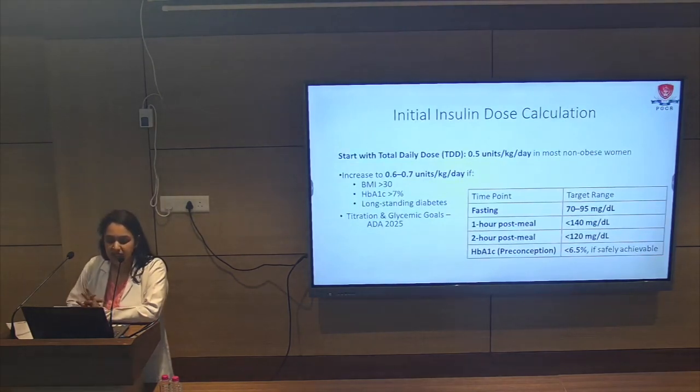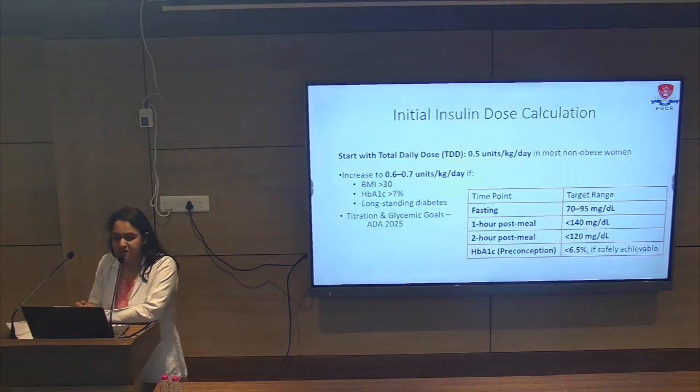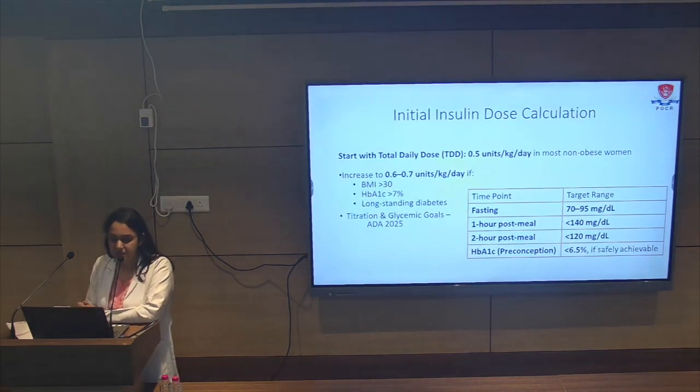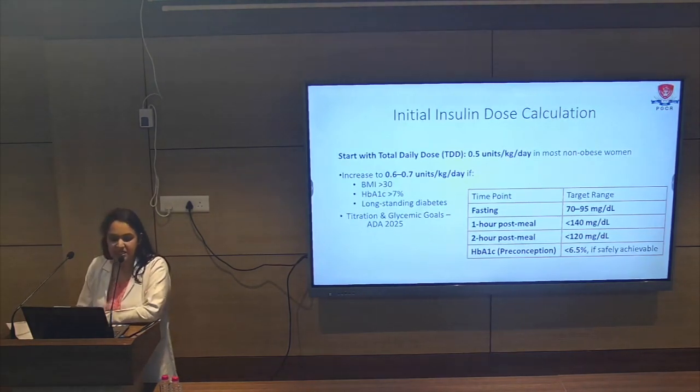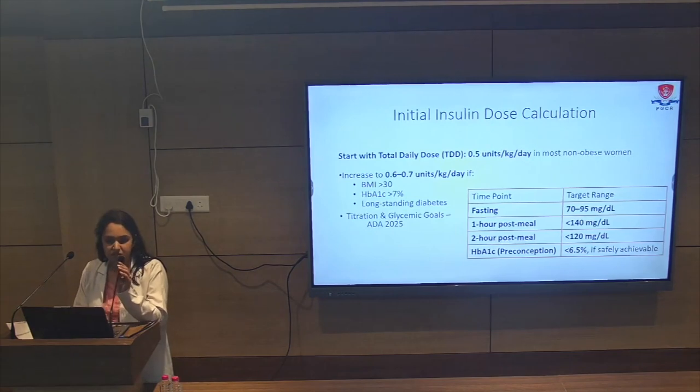In most non-obese women, the total daily dose is calculated as 0.5 units per kg per day. We increase to 0.6 to 0.7 units per kg per day in patients with BMI of more than 30. The glycemic goals according to ADA 2025 in pregnant women are fasting 70 to 95 milligram per deciliter, 1 hour post meal less than 140 milligram per deciliter, 2 hour post meal less than 120, and HbA1c less than 6.5 if safely achievable.